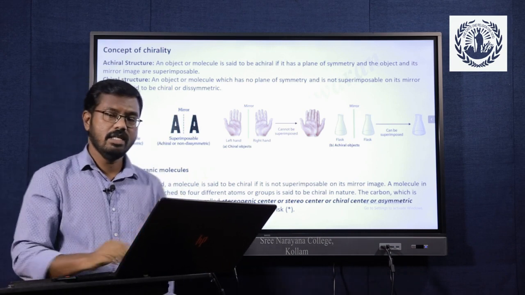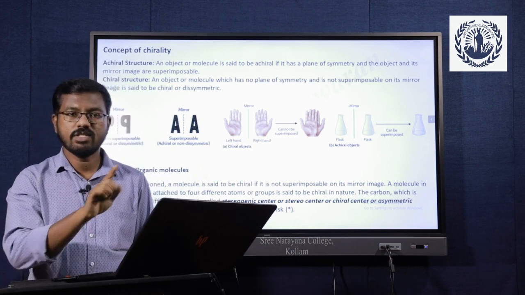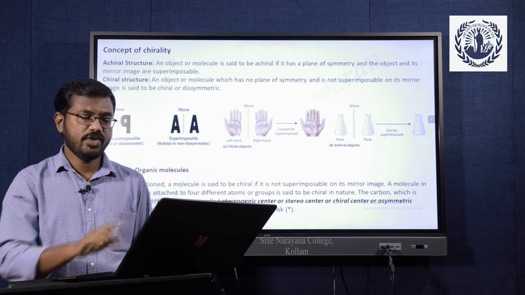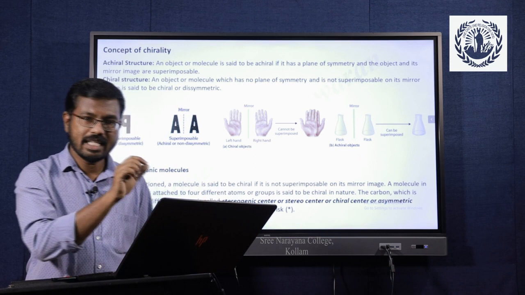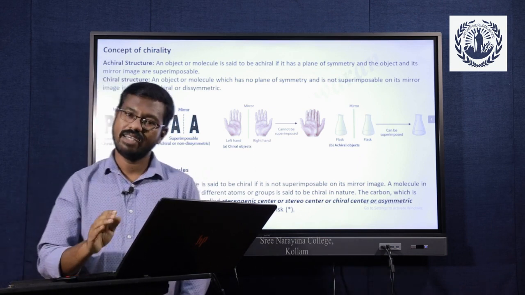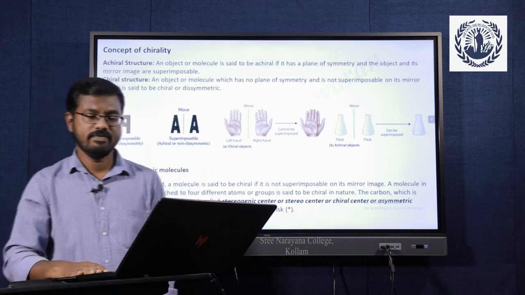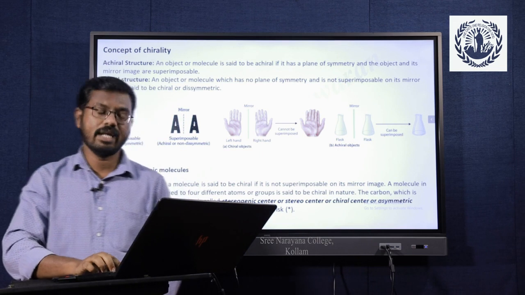For example, if you take the letter P, the mirror image is not superimposable. If you take the letter A, the mirror image is superimposable. So, the letter P is said to be chiral and letter A is said to be achiral. Okay. Now, we will come to the chirality in organic molecules.